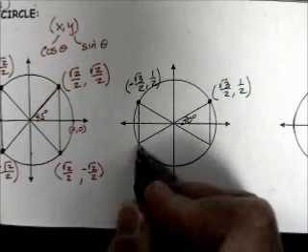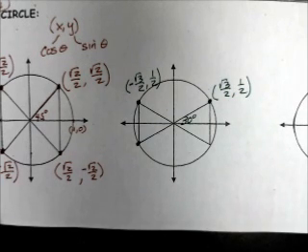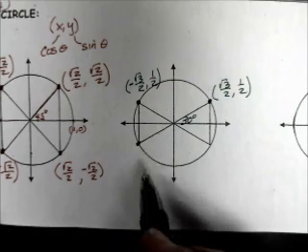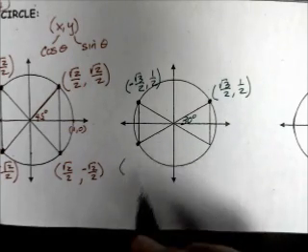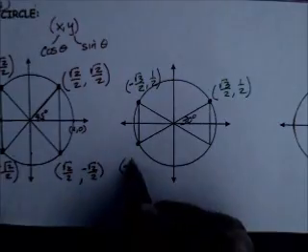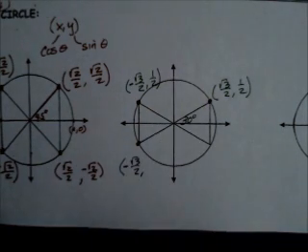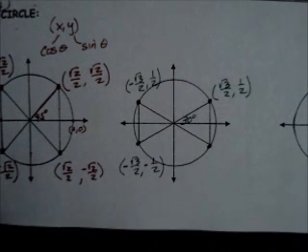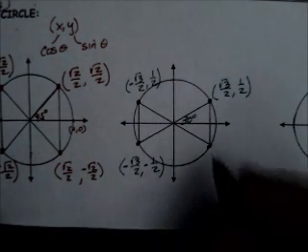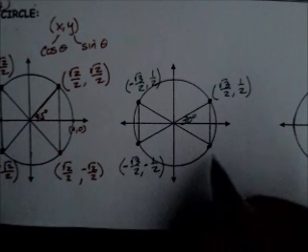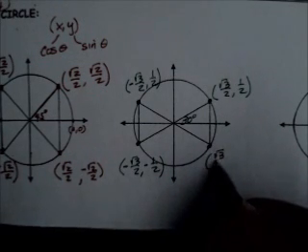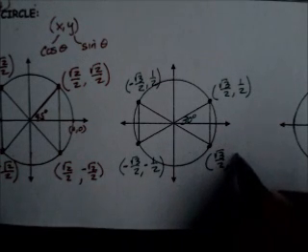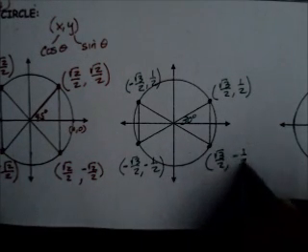In quadrant 3, the coordinates of this point, both the x and y values or coordinates are negative. So negative square root of 3 over 2, comma, negative 1/2. And then in quadrant 4, x value is positive, or the cosine value is positive, square root of 3 over 2, and our y value is negative, negative 1/2.